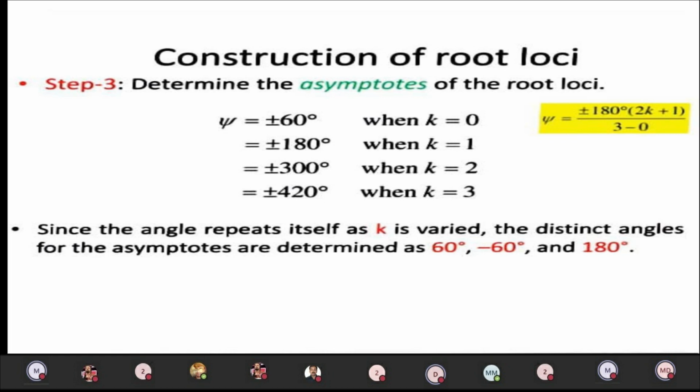Therefore, the equivalent angle for plus or minus 300 will be minus or plus 60 degrees. Similarly, plus 420 will be added with minus 360, and you'll get plus 180. Like that it will be there. Okay, so here you can see the repeated angle is 60 degrees.